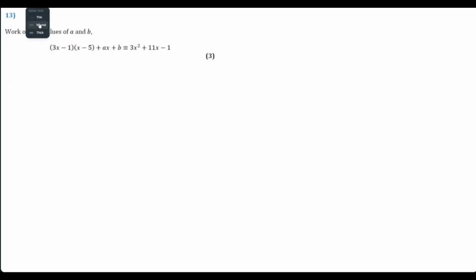Question number 13, we have an identities question. Work out the values of a and b. So identities is where the left side is directly identical to the right side. And what we do here is we compare like for like. What I'm going to do first is start by expanding the brackets. So we have 3x squared minus 15x minus 1 plus 5 plus 8x plus b, which is identical to the right hand side, which is 3x squared plus 11x minus 1.